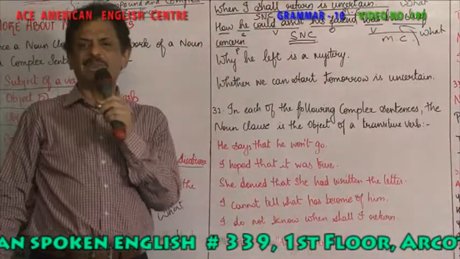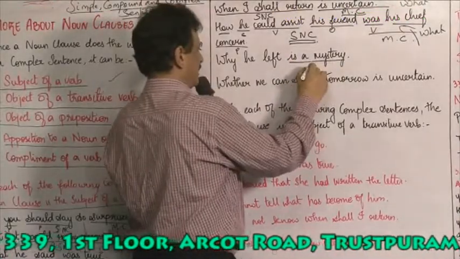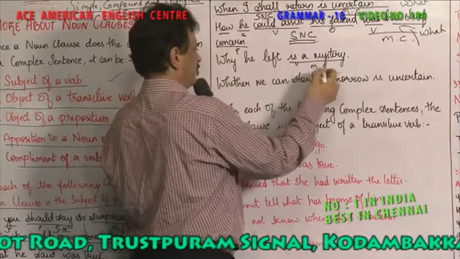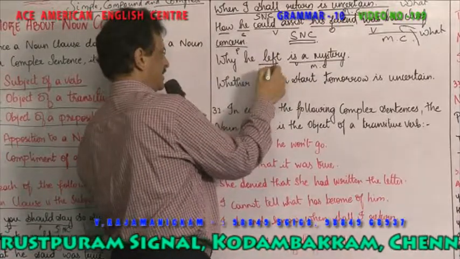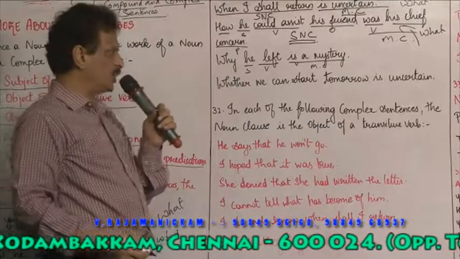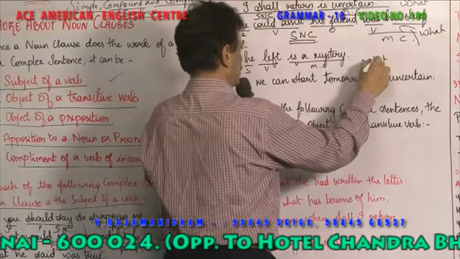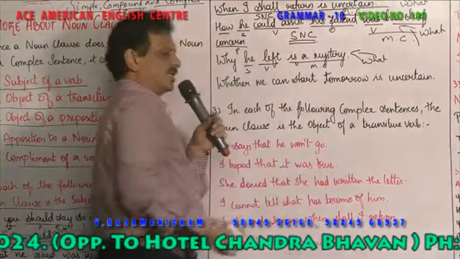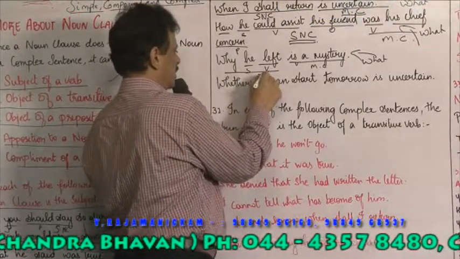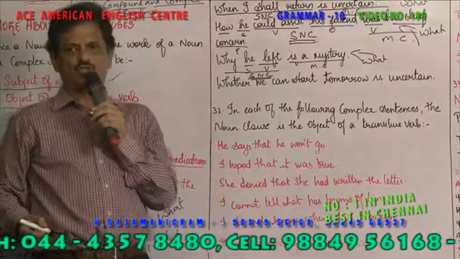Why he left is a mystery. Is a mystery means you don't know what it is. So is a mystery is the main clause. Is is the verb, a mystery is the predicate. In why he left, the subject and verb are there. Is a mystery is the main clause. You ask a question: what is a mystery? And the answer you get is why he left. So why he left becomes a noun clause and it acts as a subject. So it's a noun clause.